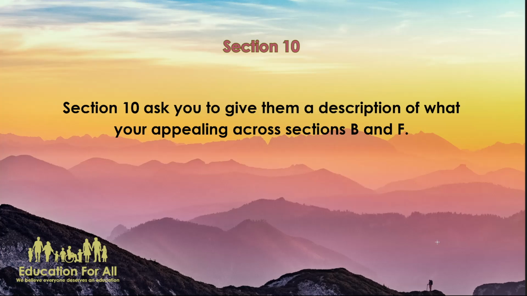Section 10 asks you to give them a description of what you're appealing across sections B and F. So you don't need to give a full-on description of everything. It's just a description and an idea of what the issue is. Is it needs missing, is it a specification or quantification issue, is it provisions missing, do you disagree with how it's worded, is it not reflected well, is it all wrong? You just need to give a description of all that, but you don't need to literally write out every single one of your issues at this moment in time. Just give them an idea of what it is.